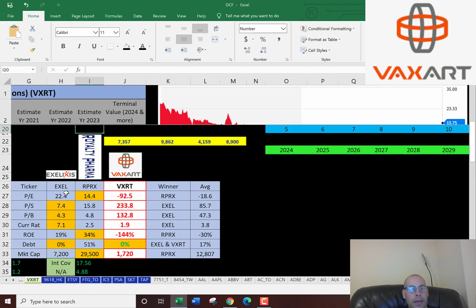I've done videos on Exelixis and Royalty Pharma, and this is Vaxart right here. And if numbers in red, that means they're worse than the average. If it's in green, it's better than the average. So they're worse than the average in just about everything, except debt. They have no debt. Too bad I didn't do this stock earlier, but I just saw someone post about this on one of the Facebook groups, this stock.